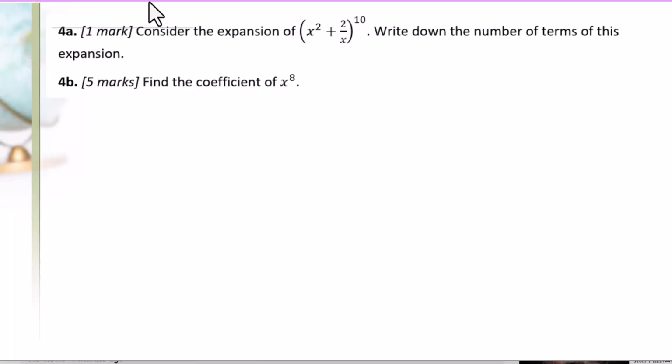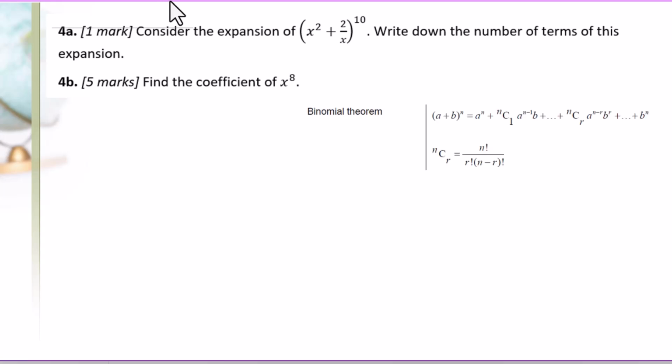Question 4. Consider the expansion of (x squared plus 2 over x) to the power of 10. Write down the number of terms of this expansion. According to the binomial theorem, for (a plus b) to the nth power, we have n plus 1 terms. So for part a, 10 plus 1 equals 11 terms.